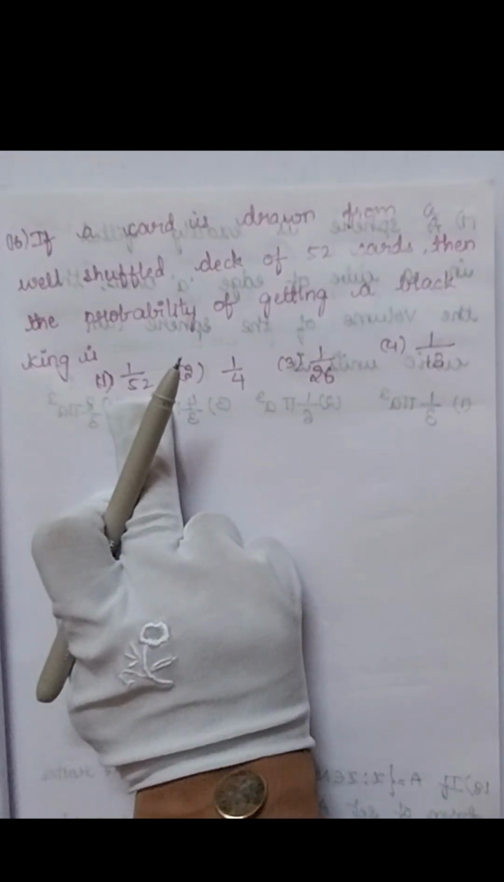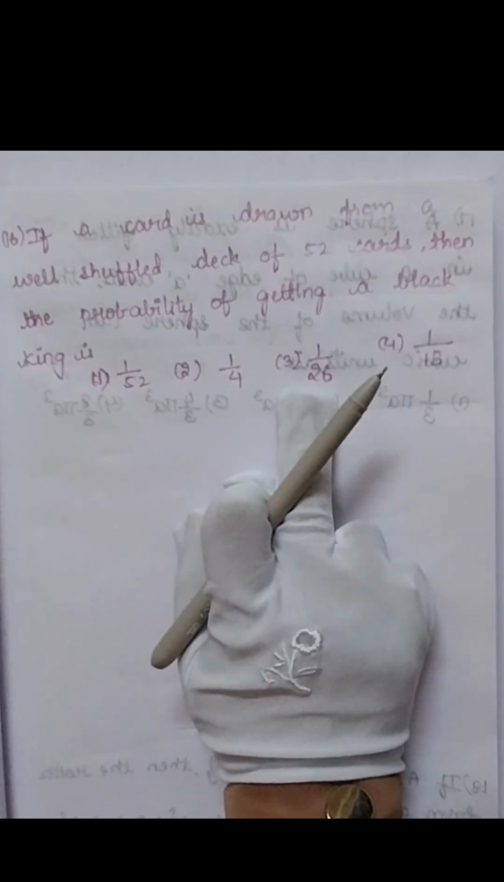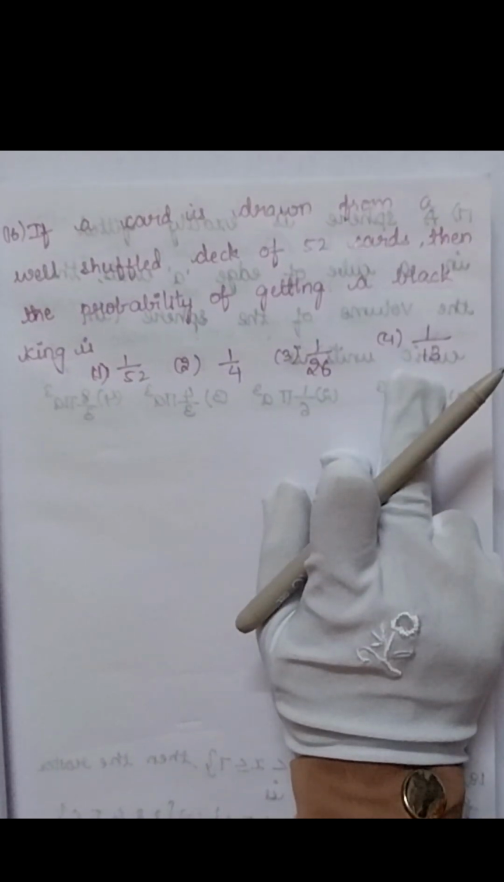The next question is from probability. If a card is drawn from a well-shuffled deck of 52 cards, then the probability of getting a black king is. First option is 1 by 52, second option is 1 by 4, third option is 1 by 26, and the fourth option is 1 by 13. So this is also very, very simple.